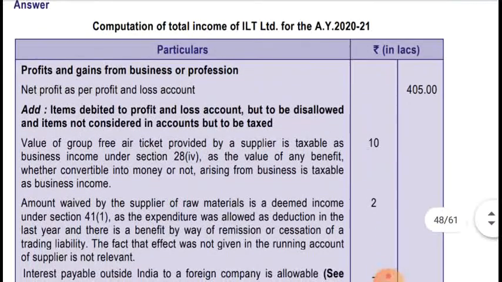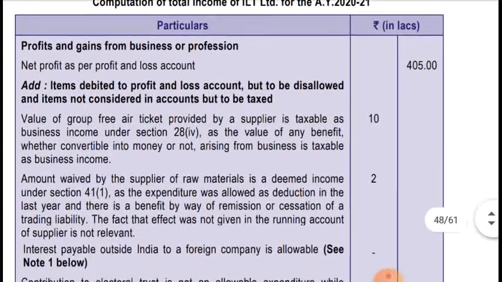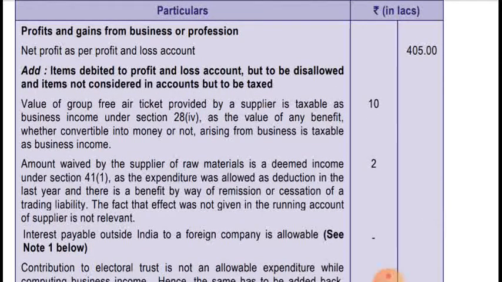Okay, I told you before that it was received from a supplier, so it will be chargeable under business and profession. Next one, the amount waived by a supplier of raw material is deemed income under section 41(1), as the expenditure was allowed as deduction in the earlier year, and there is a benefit by way of remission or cessation of trading liability. So the trading liability has been reduced by 2 lakhs. The fact that effect was not given in the running account of the supplier is not relevant, and we have to add back 2 lakh rupees.